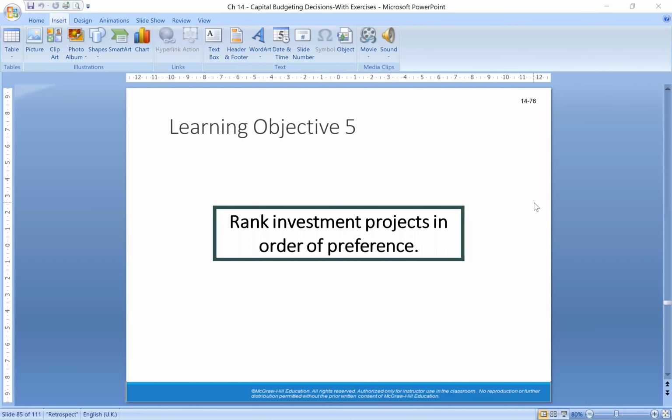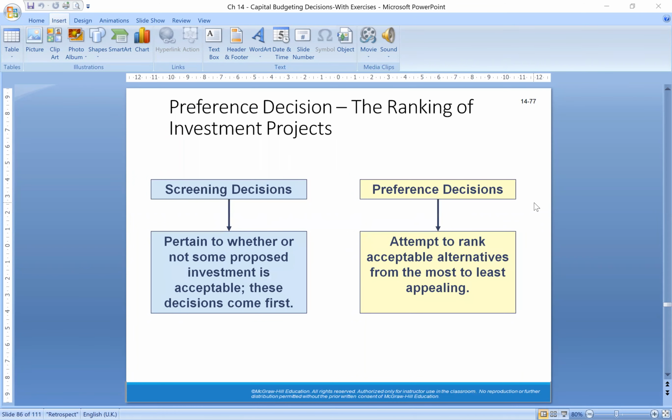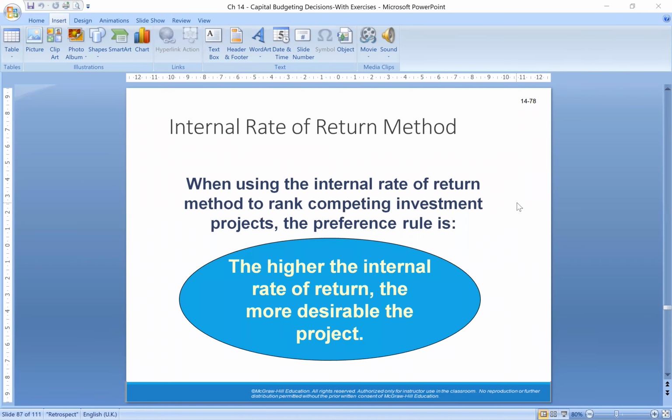Learning objective number 5. Rank investment projects in order of preference. Internal rate of return method. When using the internal rate of return method to rank, what does the rank mean? Yes, which is the best project, and then which is the next best project.